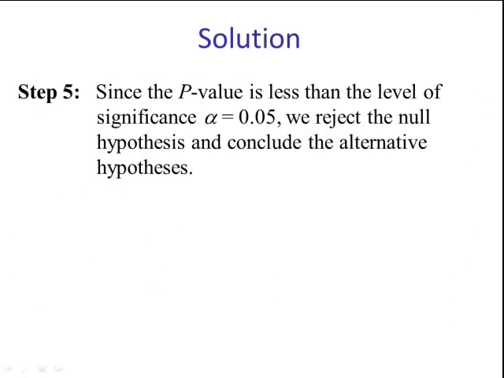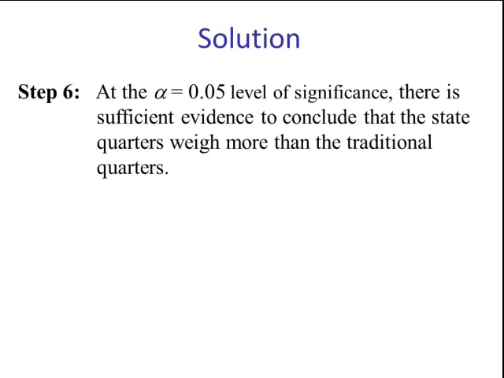So for step number 5, we know the alpha level, we know the p-value, and because the p-value is less than alpha, we reject the null and we conclude the alternative. Step number 6, at the alpha equals 0.05 level of significance, there is sufficient evidence to conclude that state quarters weigh more than traditional. There is a statistically significant difference between the two means.